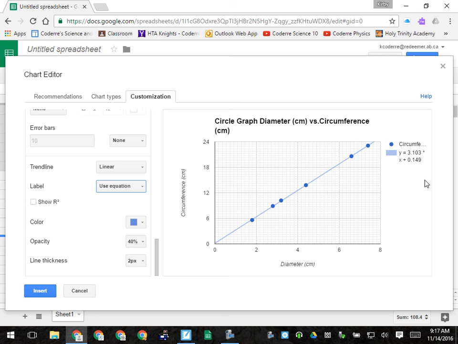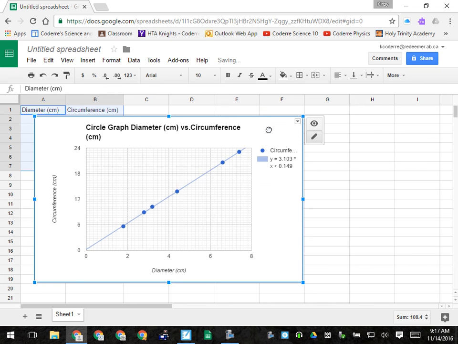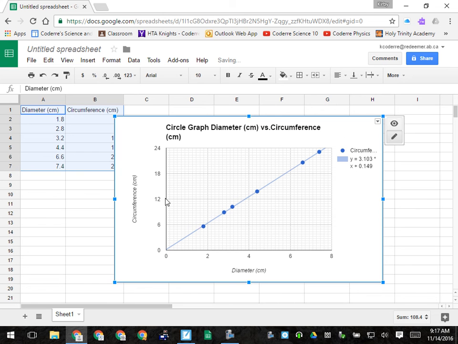Now, what we want to do is insert that graph. Okay, it's all done. We've got our labels on it. It's got its equation on there. So let's click insert. Okay, so there it is. Now we've got our graph.